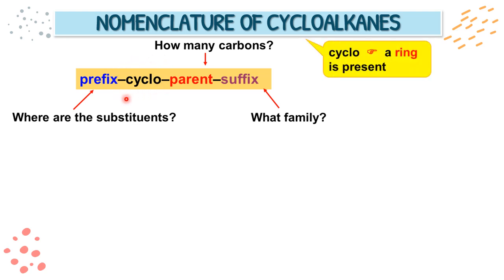Why do we have cyclo? Cyclo represents the ring over here because we have a cyclic structure, so we name it as cycloalkane. So let's say I have a cyclic alkane with 4 carbons, I will name it as cyclobutane. If I have 5, it will be cyclopentane. So that will be the parent chain.